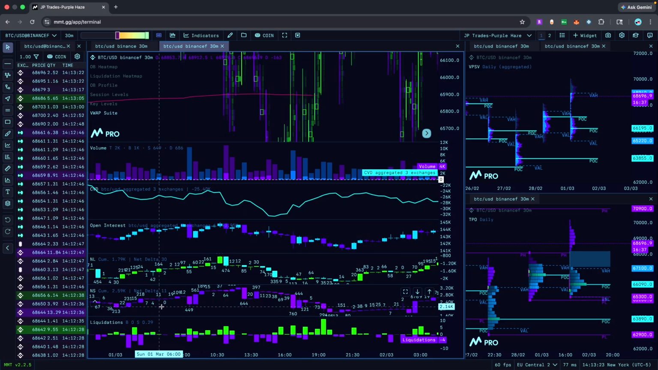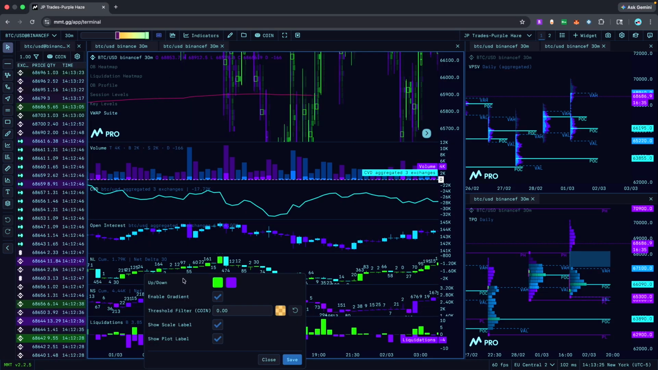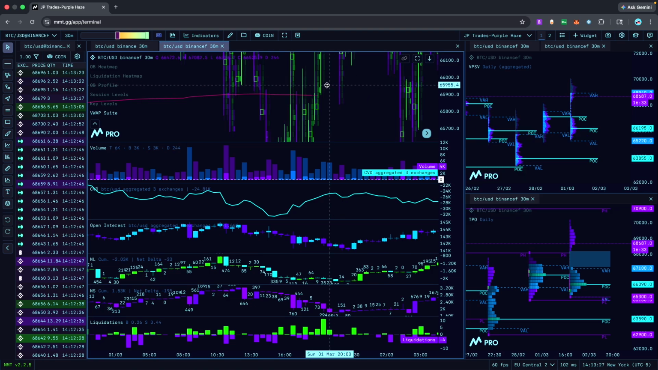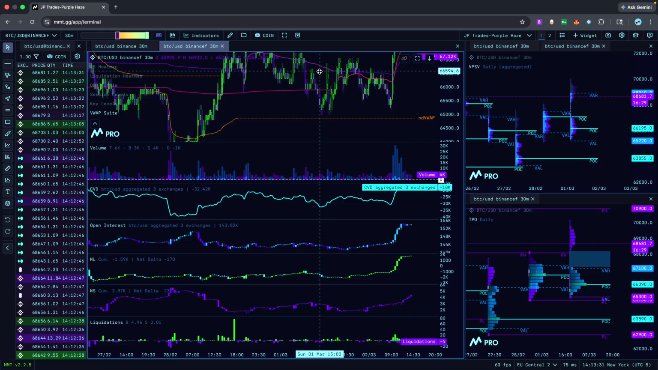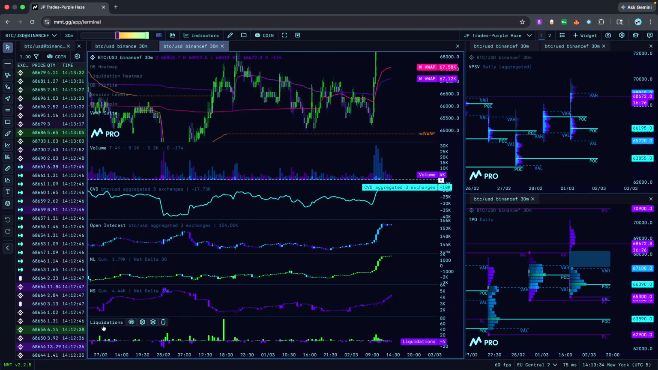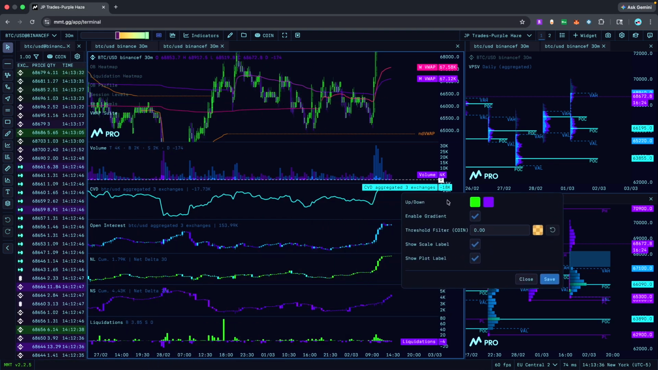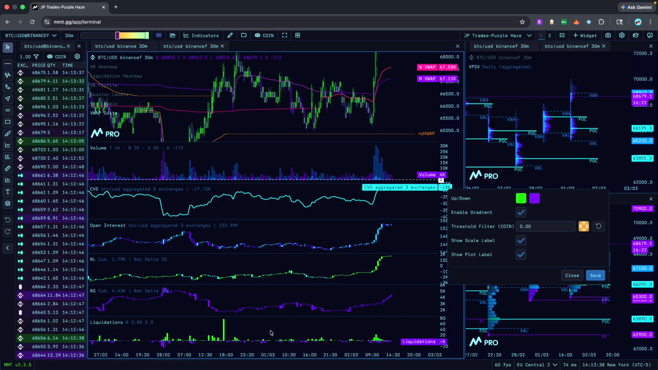Next, let's look at the liquidation bars here. Liquidations occur when leveraged positions are forcefully closed. So when a long is liquidated, that becomes a market sell. And when a short is liquidated, it becomes a market buy. So these are forced market orders. They inject urgency into the system very quickly.